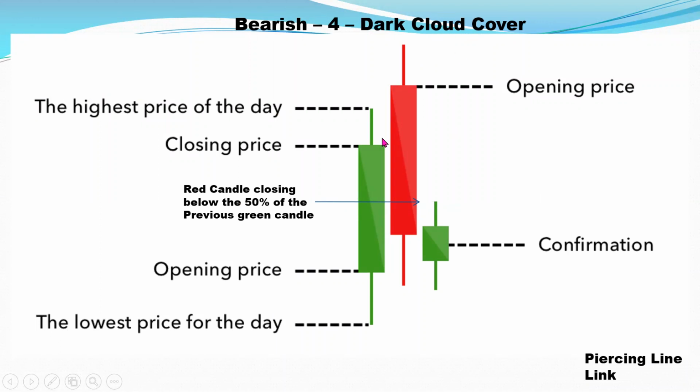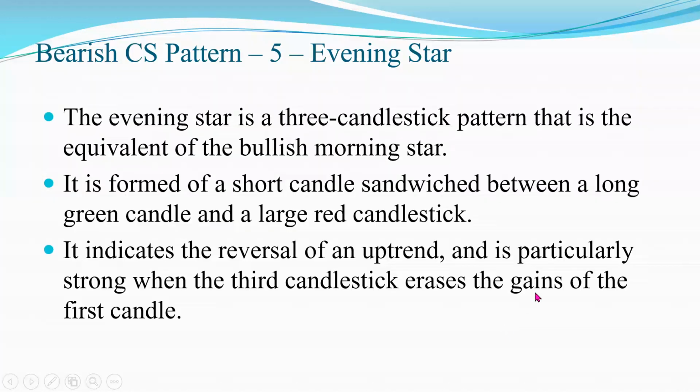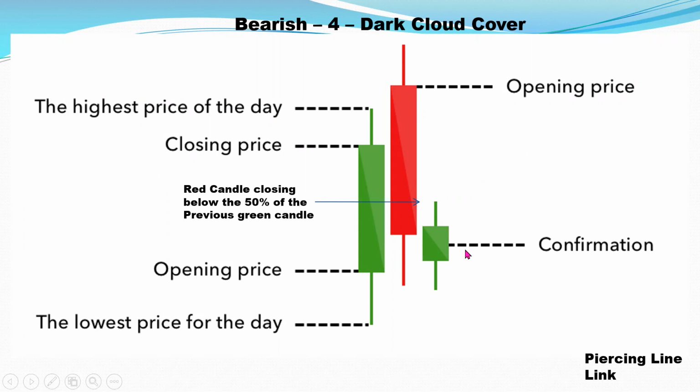So this is a red, black color candle, which is a dark cloud, and it is covering the previous candle. So it gives the indication that this kind of stock can go for a bearish pattern. It is going to go down. You can see there is a confirmation candle on the next day. So now it is going to go down.